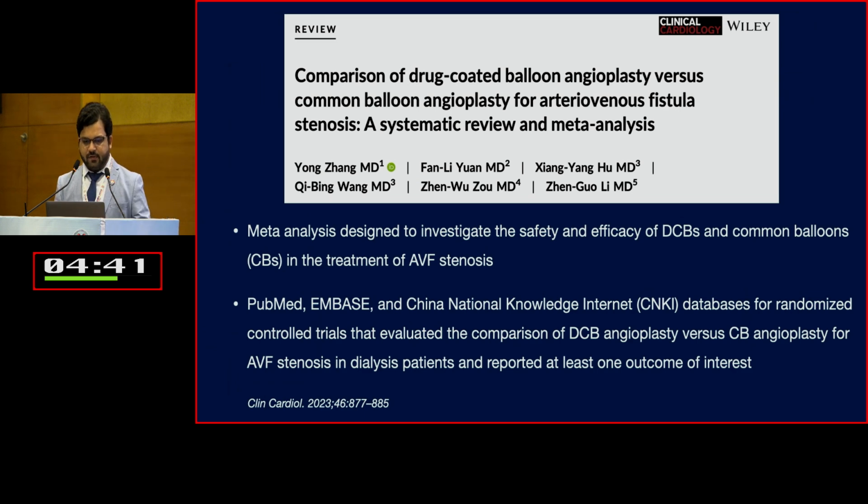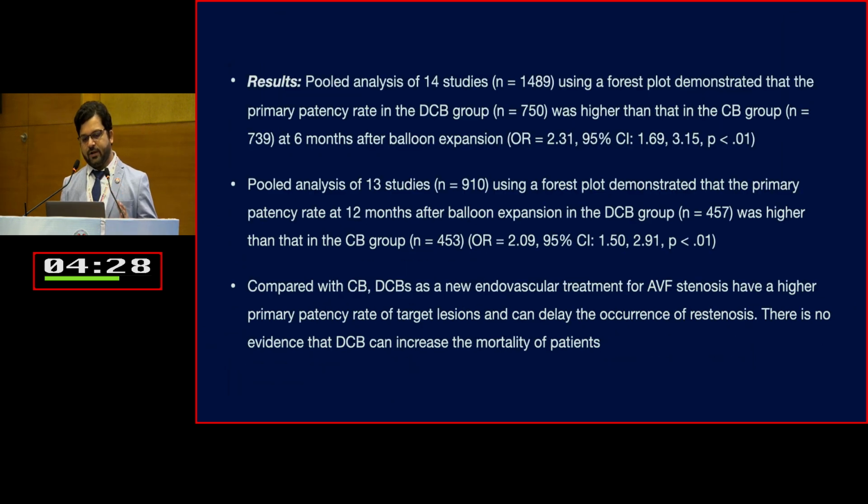Again, this was a comparison, another systematic review and meta-analysis. This was a Chinese study investigating the safety and efficacy of DCBs and common balloons, and a lot of literature was analyzed. This was a pooled analysis of around 14 studies, and it concluded that compared to the cutting balloons, DCBs as a new endovascular treatment have a higher primary patency rate of target lesions and can delay the occurrence of restenosis. There is no evidence that DCB can increase the mortality of patients. So it has a good safety profile and can be used for AV fistula patients.